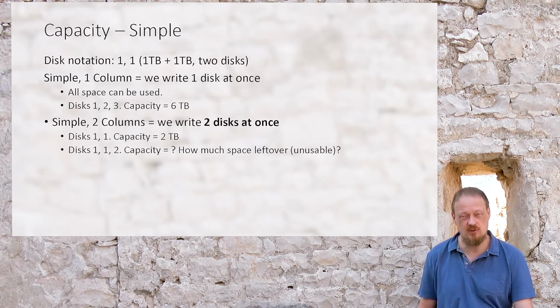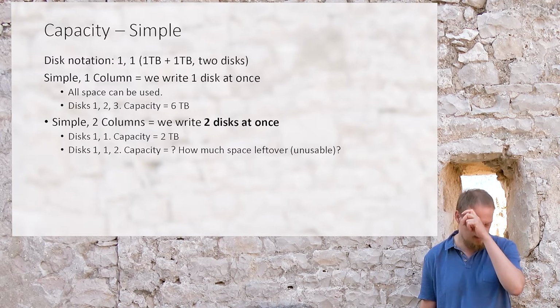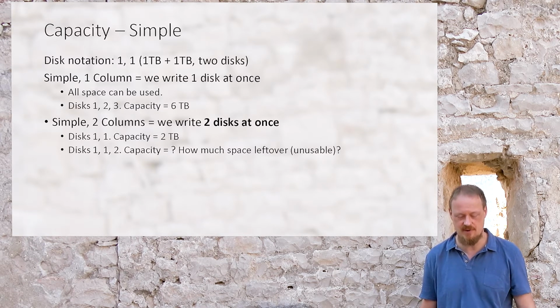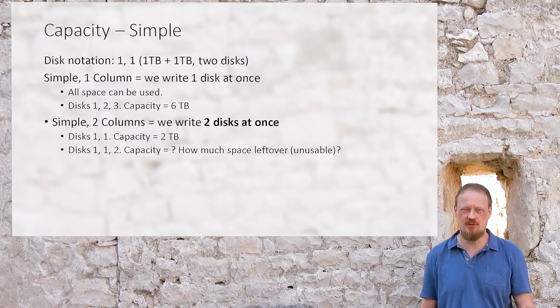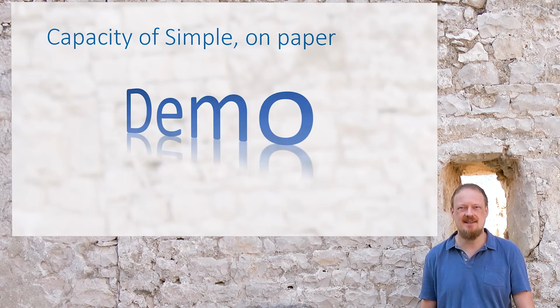But if we have 2 columns, then we write 2 disks at once. We cannot write 1 disk. We always write 2 disks at once, because that's set with the column number. And if we have 2 disks, each 1 terabyte, we will use the entire capacity. But if we have disks with 1, 2, and 3 terabytes, we will write again 2 disks, but how much capacity can we get out of that? Let's see in the demo.